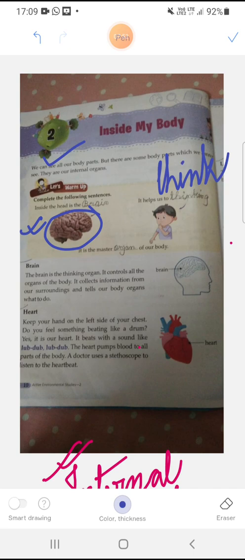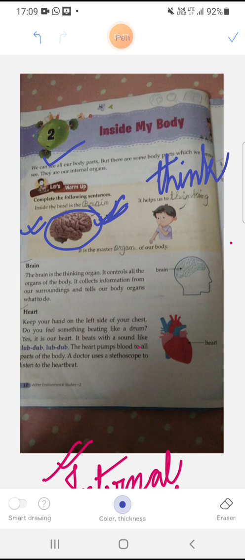All of you write down. The answer will be it helps us to think. That means we can think with the help of our brain. We have to think various things every day. Every moment we are thinking so many things. So we think with the help of our brain.